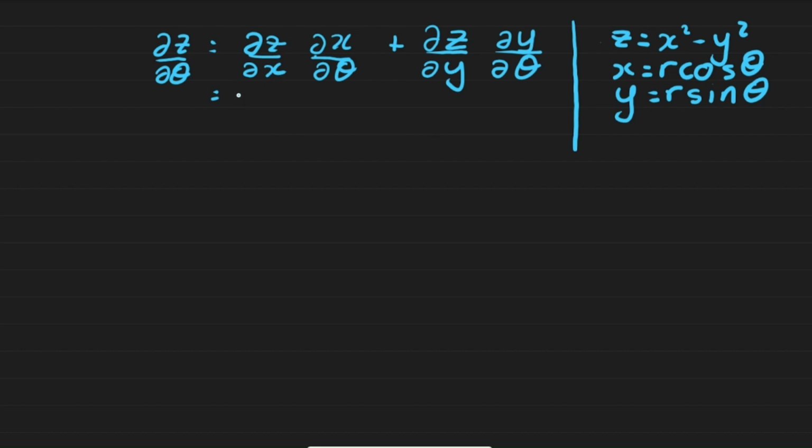So ∂z/∂x is again 2x, and ∂x/∂theta, well, the derivative of cos is minus sine, and r remains as it is because we're treating it as a constant here. So in brackets we would have minus r sine theta. So the second term, I'll do it on the next line. We're going to have plus. Next is ∂z/∂y. So ∂z/∂y is, well, minus 2y. And ∂y/∂theta, the derivative of sine is cos. We would have r cos theta.